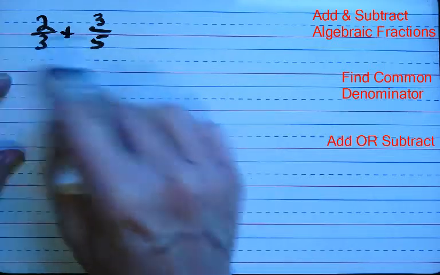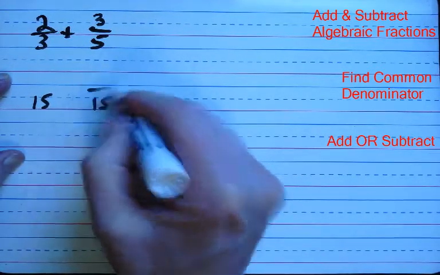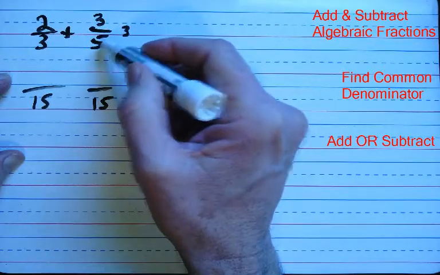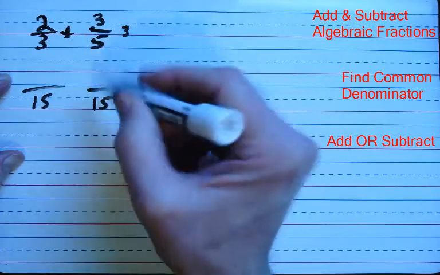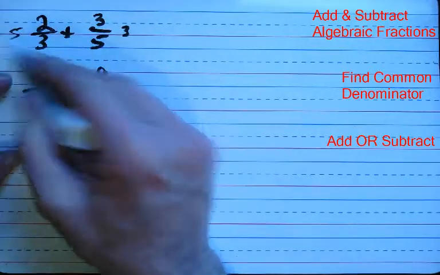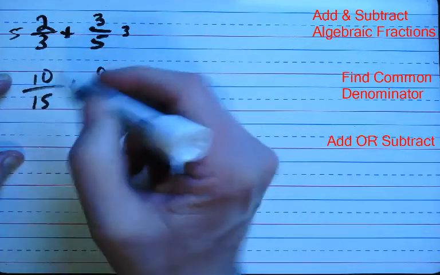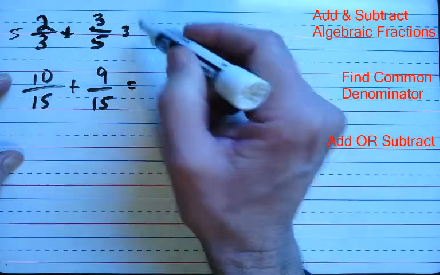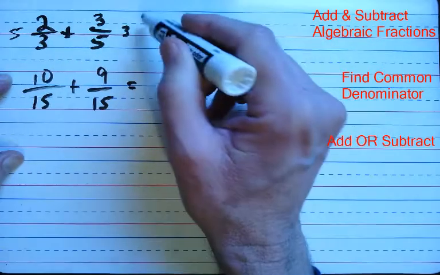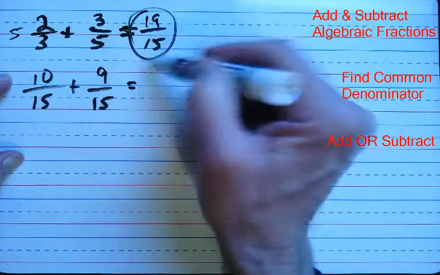So I know 3 times 5 is 15, so 15 is the common denominator. If you multiply this one by 3 on the bottom, you have to multiply the top by 3. That makes that one 9. And if you multiply this one by 5, 5 times 3 is 15, you have to multiply the top. And so that's 10. And so the actual answer to 2/3 plus 3/5 would be 19/15. That is the answer.